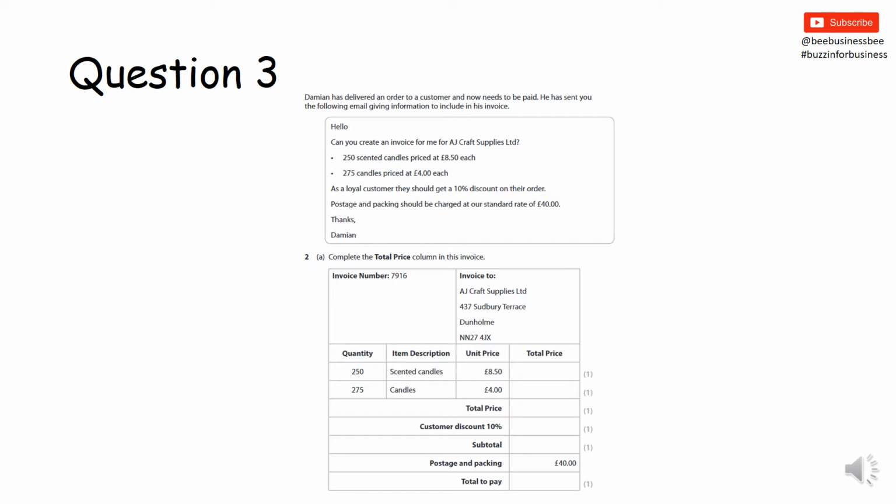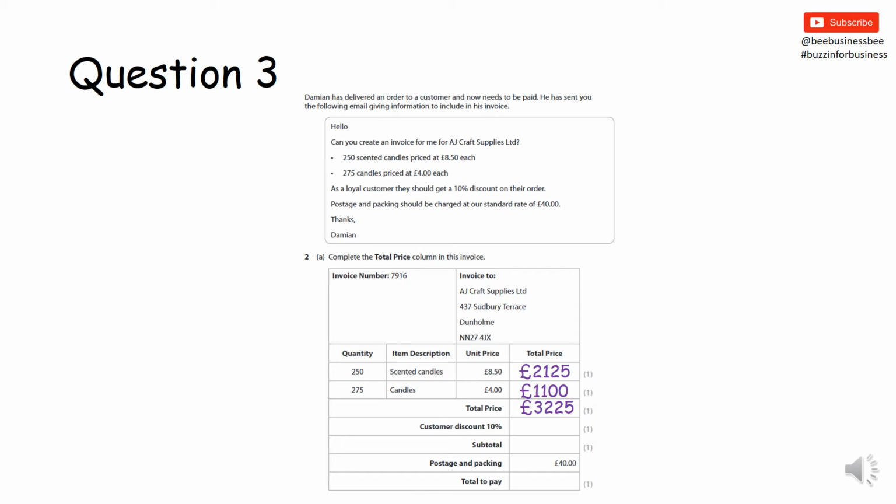Okay, so firstly, you have to find the total price of the scented candles. You do that by doing the quantity, 250, multiplied by the unit price of £8.50. You need to do similar for the candles, so you have to do 275 multiplied by £4. Then you have to calculate the total price. That's really simple. You just add together your total price for your scented candles and the total price for your candles.